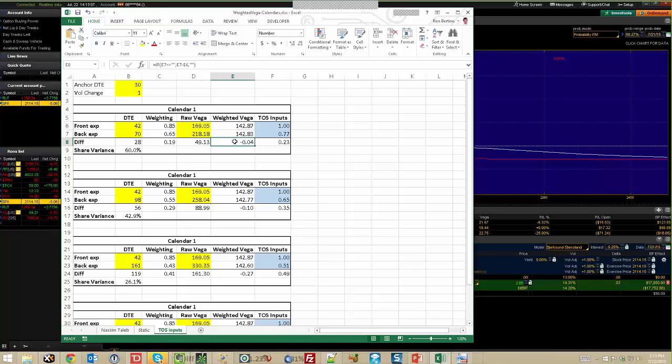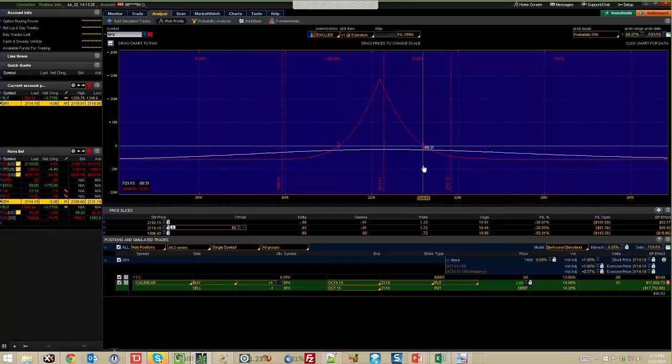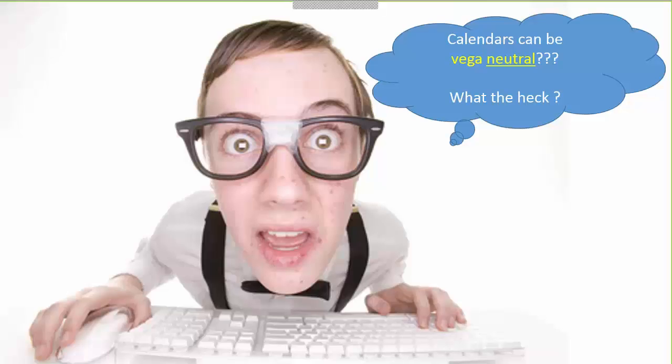But if you want to simulate this on TOS, then for the front month, you'd set this to 1, and the back month, you set this to 0.77. Okay? So you go over here, and you change this to 0.77. And that's now going to give you a more accurate representation of what your T plus 0 is going to do. Okay? I'm saying here, calendars are Vega neutral, right? Should be, hopefully, a controversial thing, right?